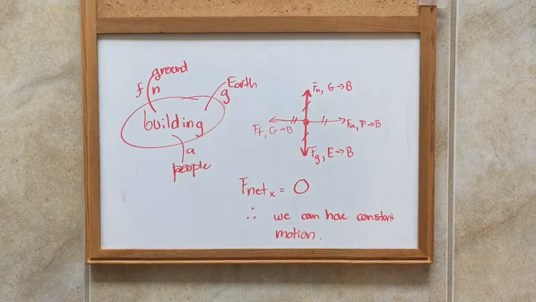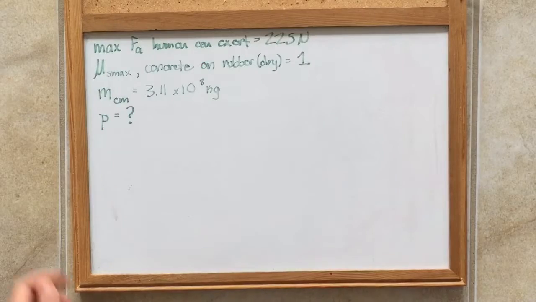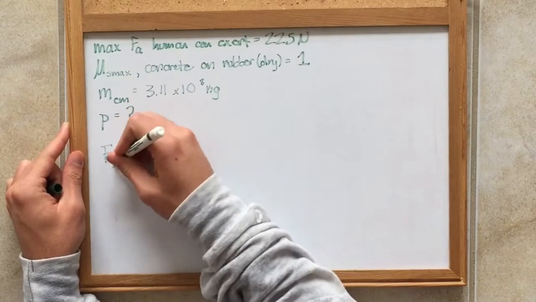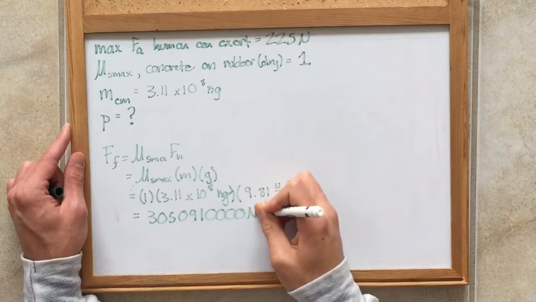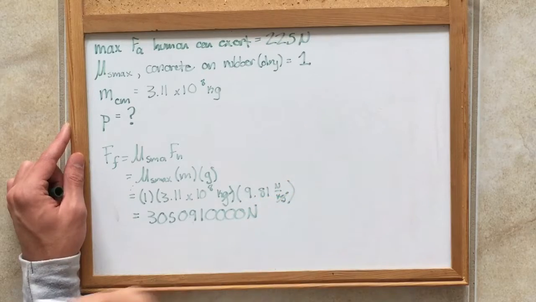And so again, the forces in the x direction, the net force is equal to 0, and we assume the only forces in the x direction is the force of friction and the applied force. So now we are going to algebraically solve for the force of friction using the equation the force of friction is equal to the coefficient of static friction times the normal force.